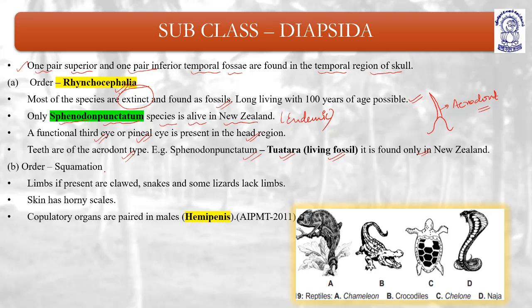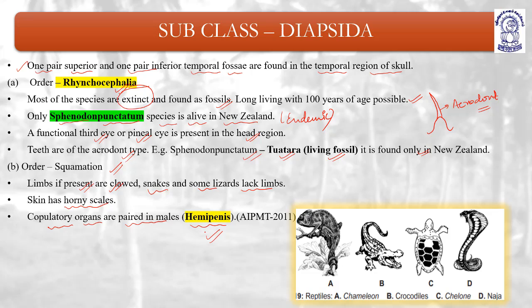The first order is Rhynchocephalia, the second order is Squamata. The limbs are present and they have claws. Snakes and some lizards lack limbs. Skin is covered with horny scales. Copulatory organs are paired in males, known as hemipenis. So hemipenis is seen in subclass Diapsida.